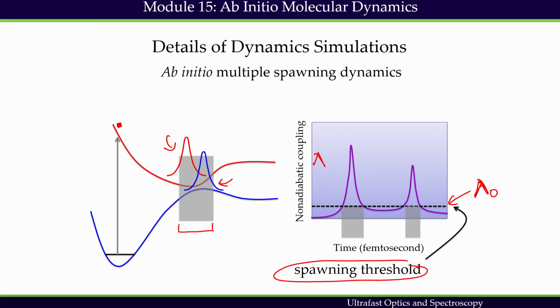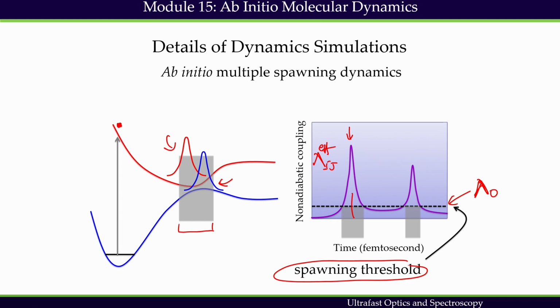In the simplest case, if only one trajectory basis function is spawned, a child trajectory basis function is created at the point of maximum non-adiabatic coupling. So, at this point in time, I will spawn one child trajectory basis function in the lower electronic state, because at this point lambda ij effective goes to its maximum, and that is why we do that.